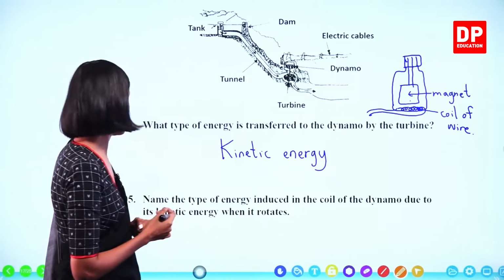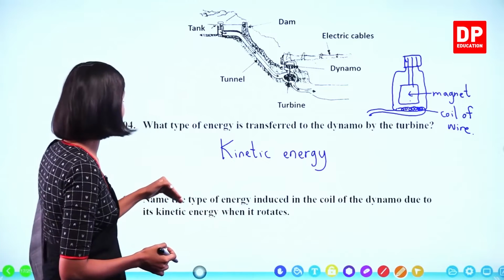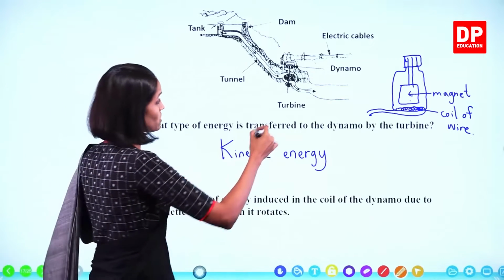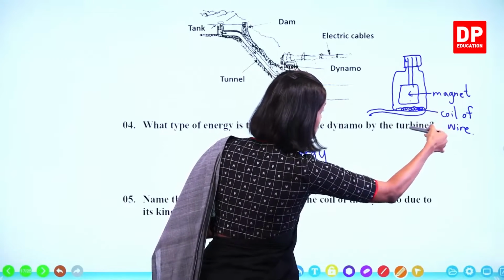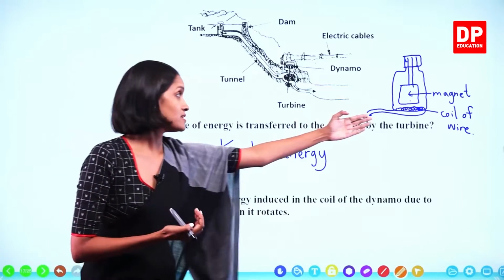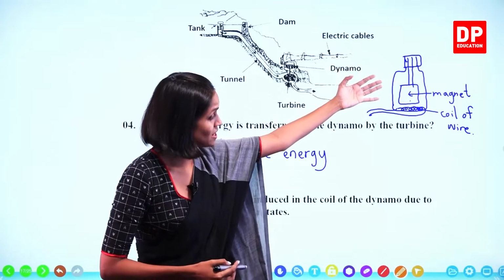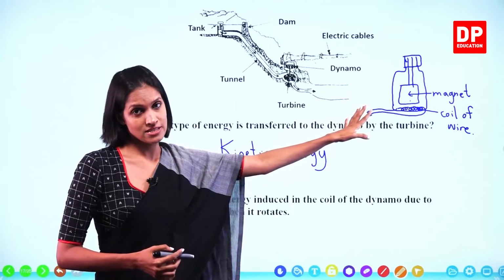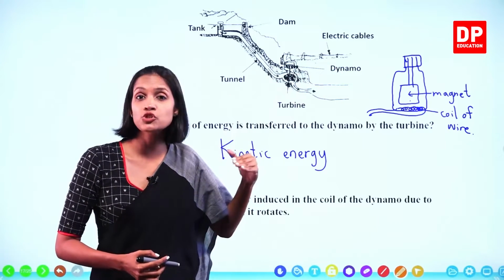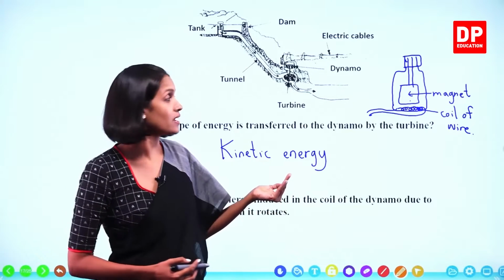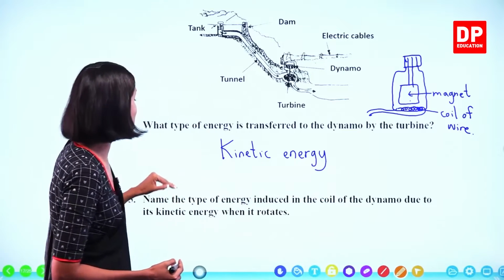Right. Number 5. Name the type of energy induced in the coil of the dynamo due to its kinetic energy when it rotates. So when the magnet in the dynamo rotates, what type of energy is produced in the coil of wire? This is known as electrical energy. Because of the movement of the magnet, the coil of wire generates electricity. Right? So in the upper grades, you are going to learn this process as electromagnetic induction.